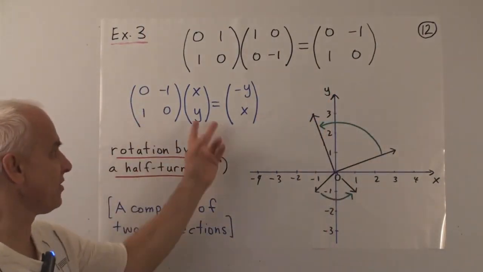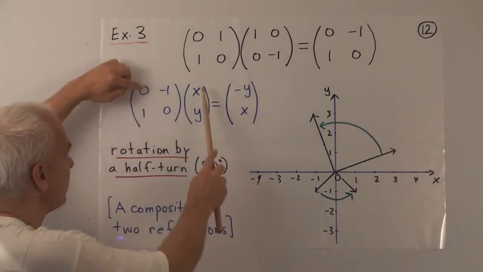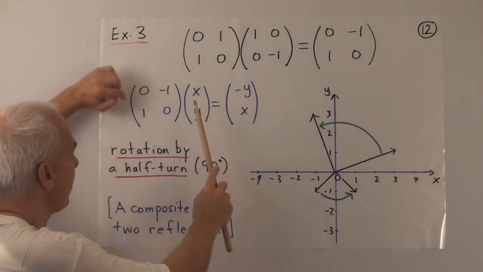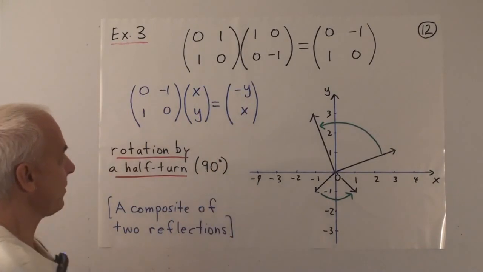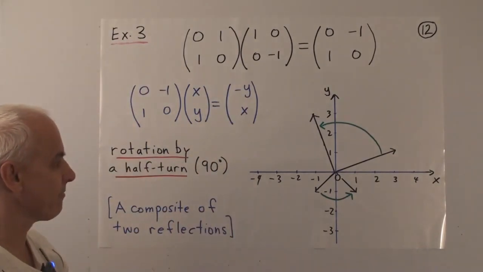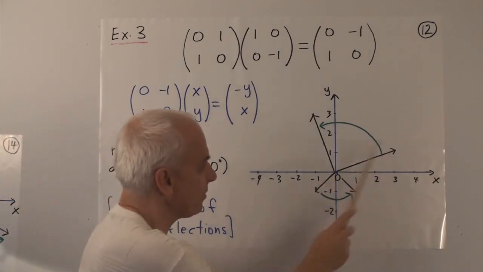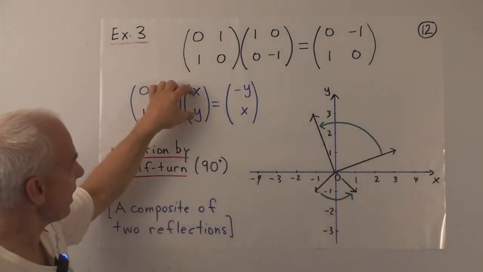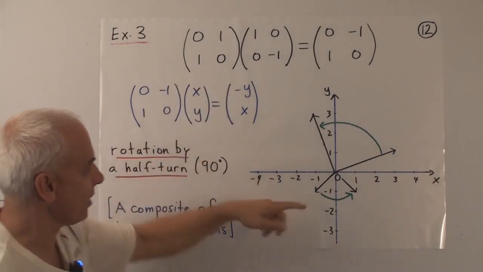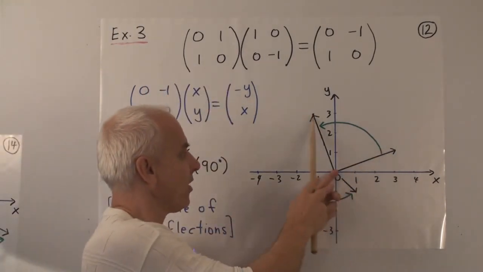Let's see what it does to the vector (x, y). 0 plus minus y, x plus 0, we get (-y, x). What does this do? There's the vector (3, 1). The vector (3, 1) gets sent to the vector (-1, 3), which is there.